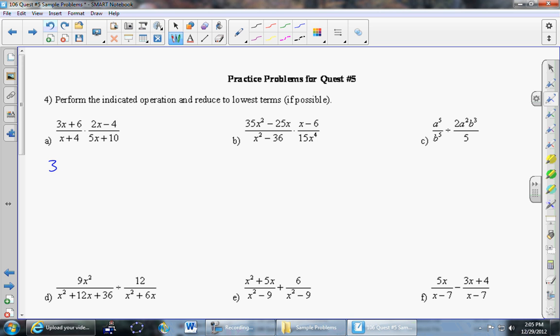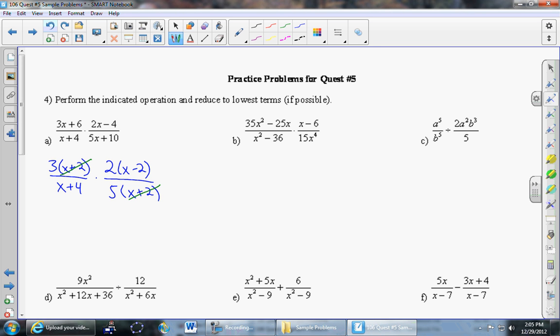So in the top left, we can pull out a 3. Bottom left, nothing to do there. Top right, pull out a 2. Bottom right, pull out a 5. And anything you see that's exactly the same upstairs and downstairs gets to cancel because everything is now multiplication. So I see x plus 2 and x plus 2, and that's about all that I see.